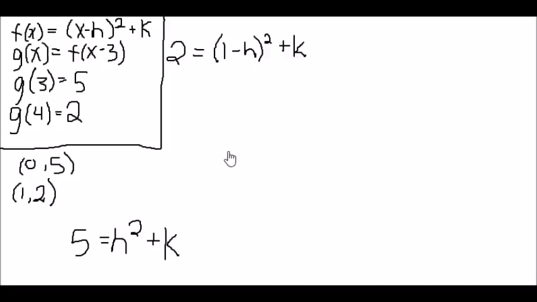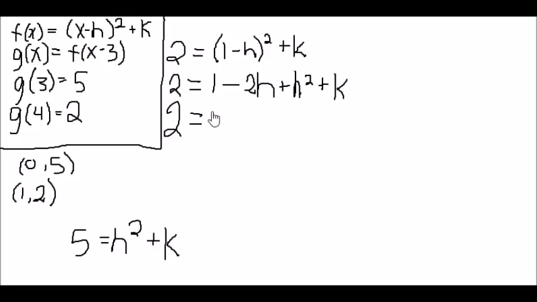This is kind of ugly, but to see where the h squared plus k comes in, you're going to need to FOIL it out. So you're going to get 2 equals 1 minus 2h plus h squared plus k. And now you can see where the 5 equals h squared plus k comes in, because it's the last two terms right here. So we can plug 5 in for these last two terms and we'll get 2 equals 1 minus 2h plus 5.